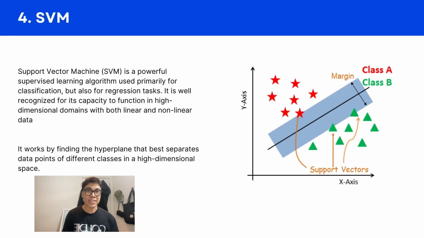Our next model is SVM, also known as support vector machine. It is a very powerful supervised learning algorithm used primarily for classification, but also for regression tasks. It is well recognized for its capacity to function in high-dimensional domains with both linear and non-linear data. It works very well by finding the hyperplane that best separates data points of different classes in a high-dimensional space.